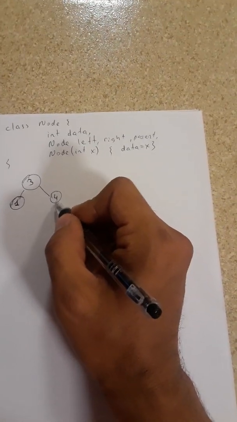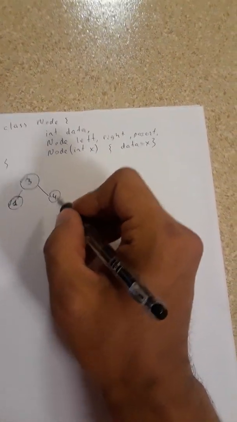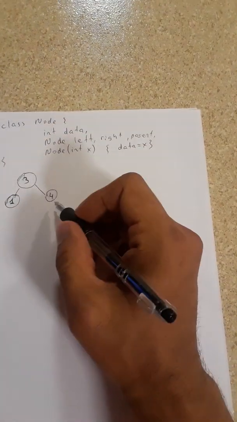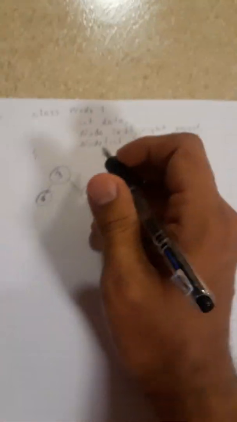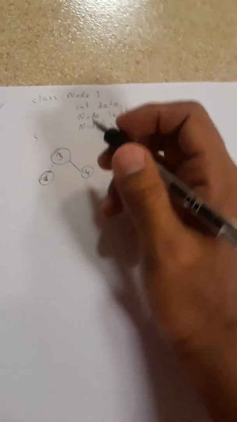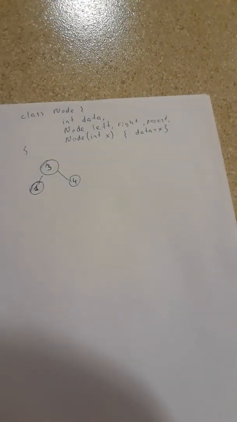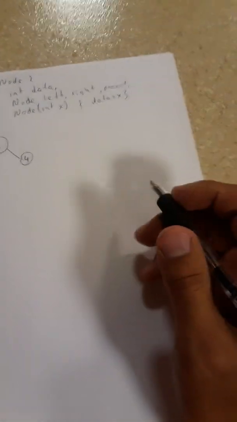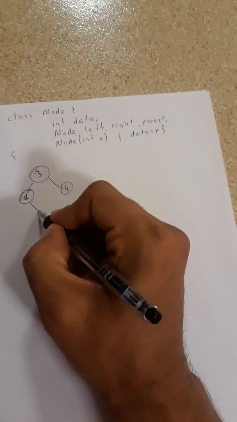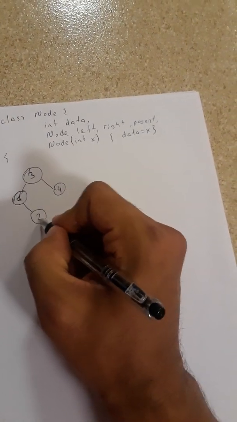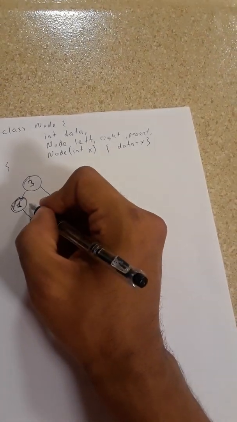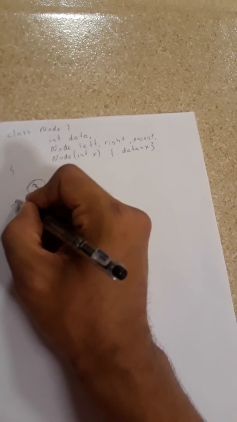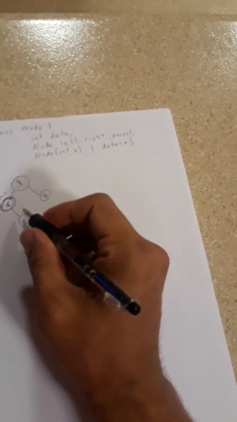Or if we're given a 4, this node, we should return null because there are no other children or any parents of this node. So how are we going to do this? Let's consider that this one also has a node 2, and for example we're given this input node, which is 1.